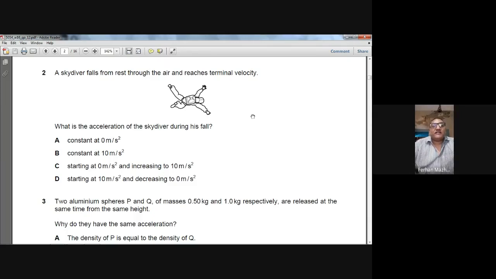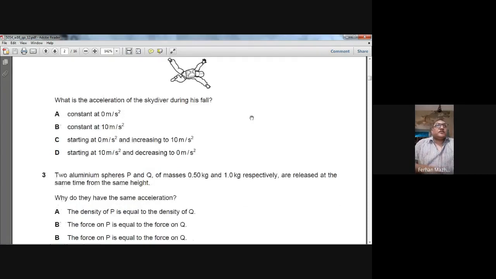But as he falls, the air resistance starts increasing, the resultant force starts decreasing, and the acceleration value also starts decreasing. At terminal velocity, the upward air resistance and the downward weight become equal to each other, and the acceleration becomes 0. So when the skydiver jumps, his acceleration at first will be 10 meter per second square, gradually it will decrease, and finally it will become 0 meter per second square. So for question number 2, D is the choice.